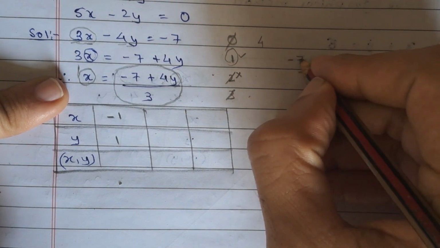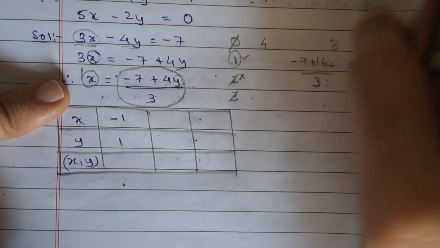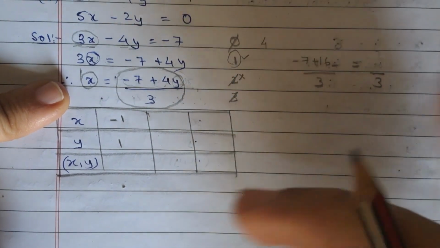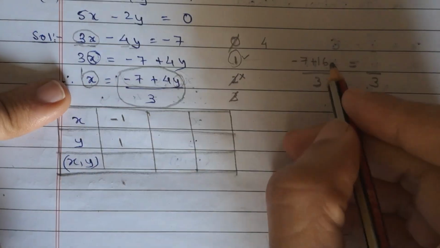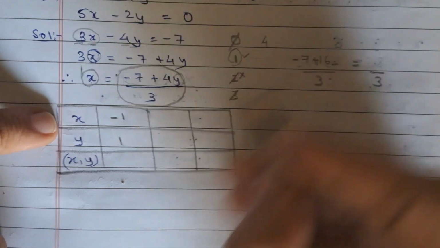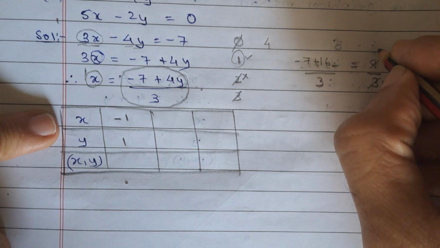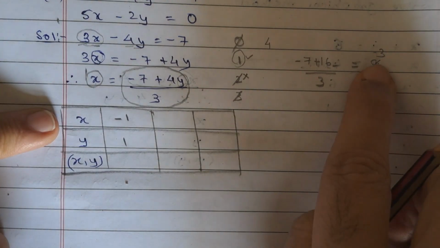So minus 7 plus 16. Let me think, what will this give me? Minus 7 plus 16. Plus minus minus. 16 is the bigger number, so the positive sign will come over here. When I subtract them, it gives me 9, which can be cancelled by 3. 3 ones are 3, 3 threes are 9. So I am getting a proper number over here.